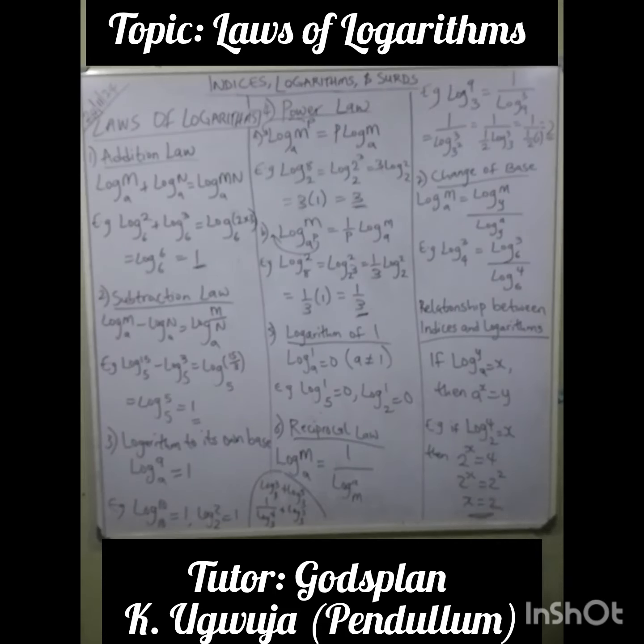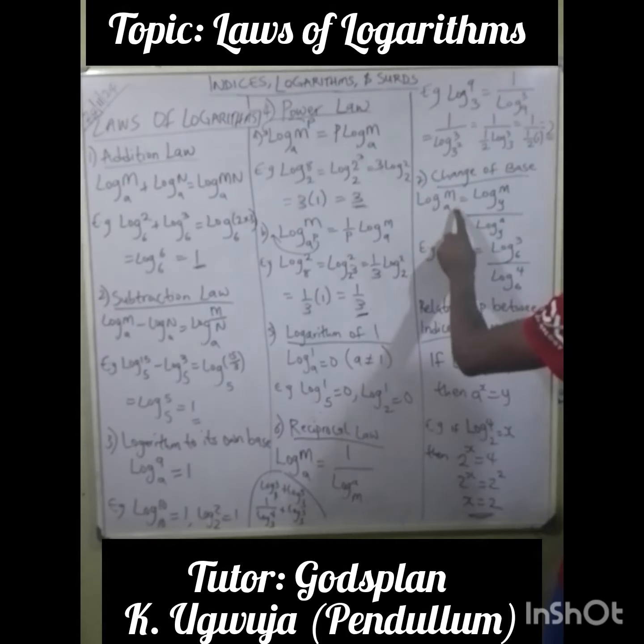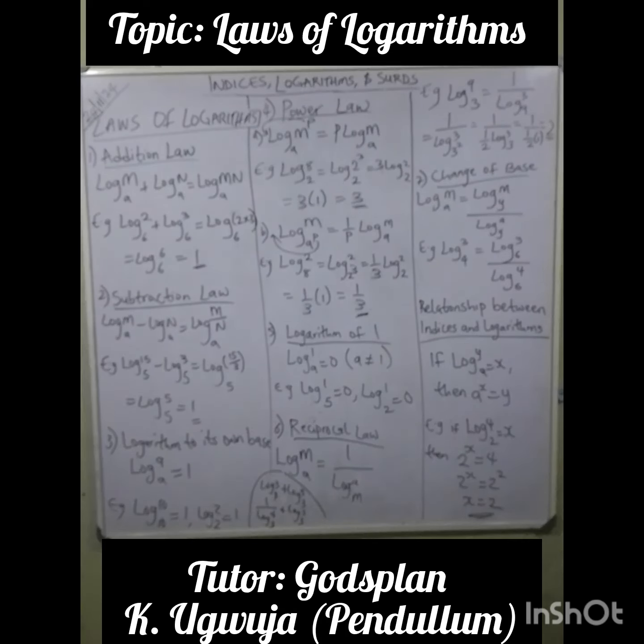Change of base law means if I have log m base a and I want to change to a completely different base, I can introduce a new base, and to do that I will have log m to the new base all over log a to the new base. This is how you change base. So log m will be to the new base, whatever the new base you are changing to, divided by log a to the new base.